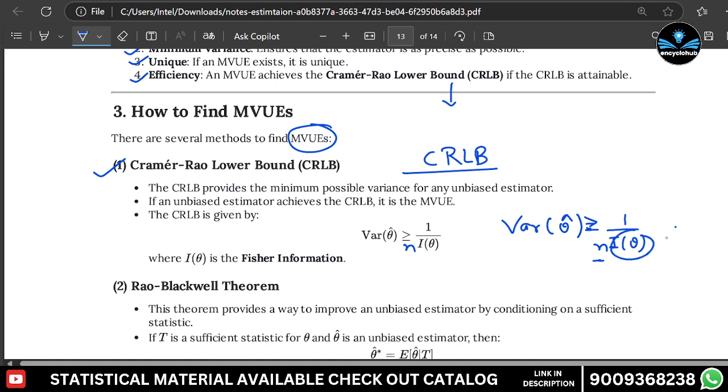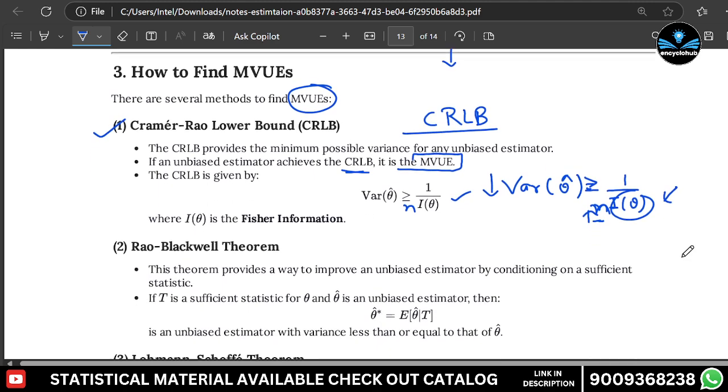This is the Fisher information. I theta is the Fisher information and n is the sample size. So when the sample size increases, the variance will decrease. So CRLB provides the minimum possible variance for any unbiased estimator. If an unbiased estimator achieves the CRLB, it is the MVUE. So CRLB is given by this one.